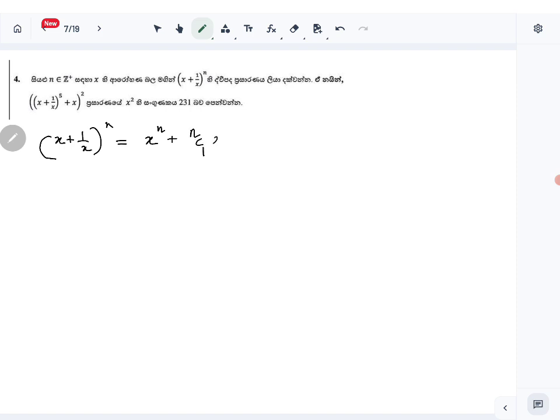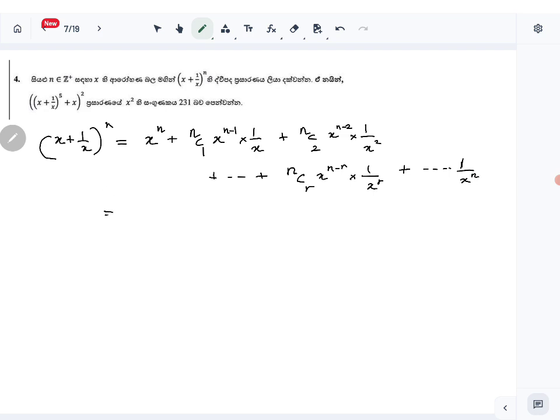nC1 x^(n-1) times 1/x plus nC2 x^(n-2) 1/x squared plus nCr, the general term, x^(n-r) 1/x^r plus... final term would be what? 1/x^n.